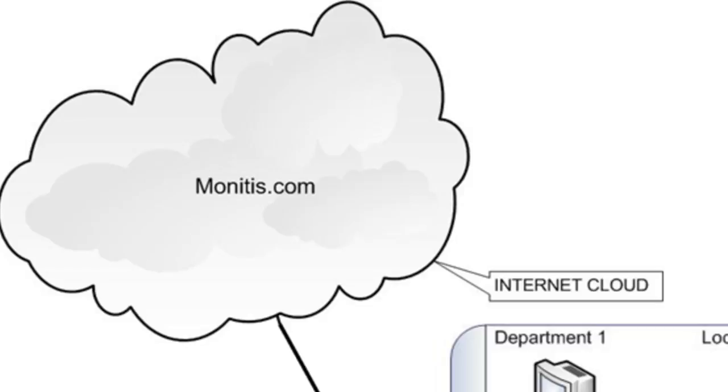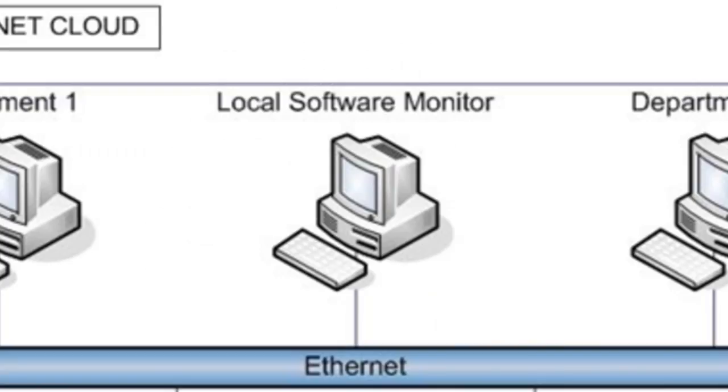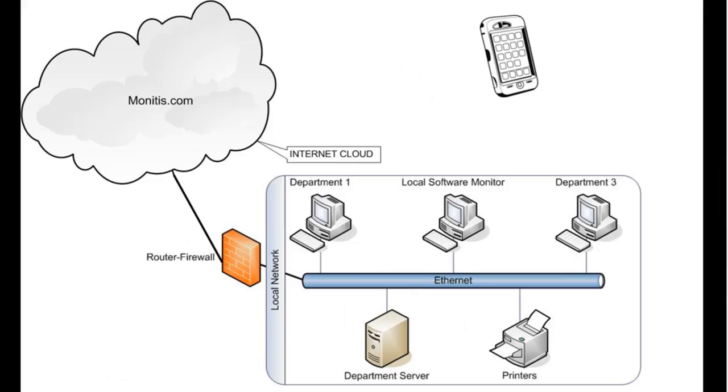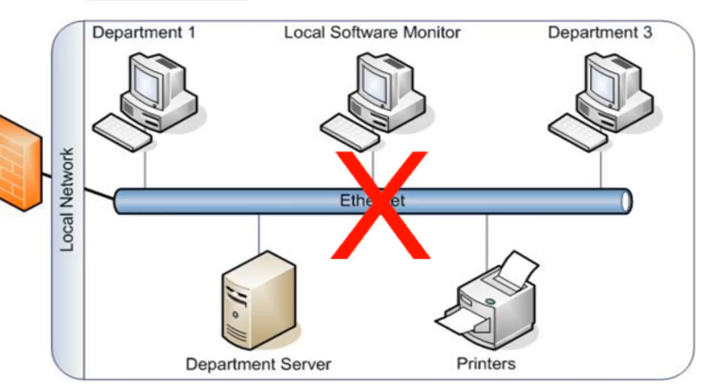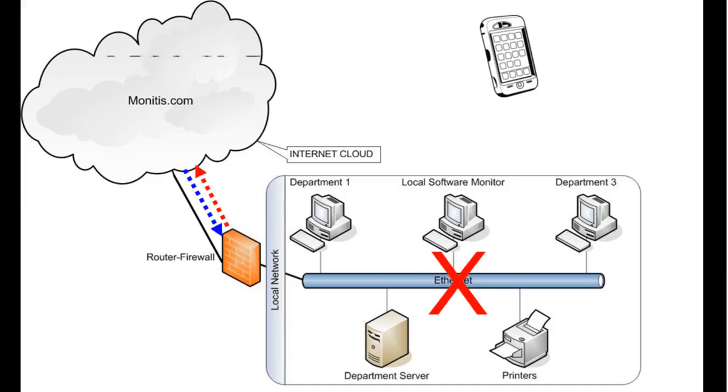This is very important, as if you use a local software-based monitoring solution, and you have a network outage, then you won't receive any alerts. But Monitus will still be able to detect a network outage, ensuring that you will always receive alerts.